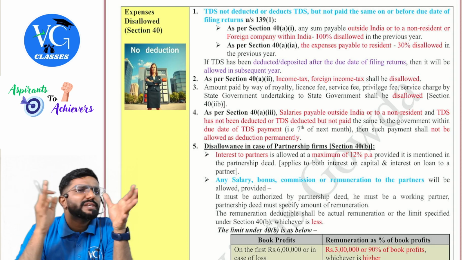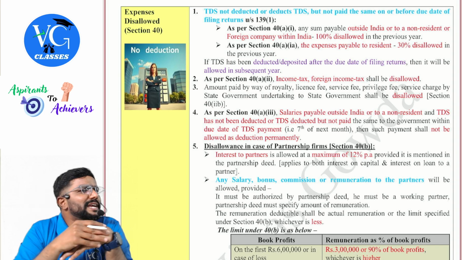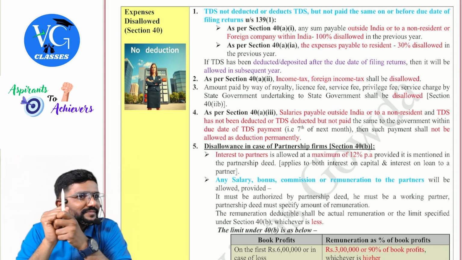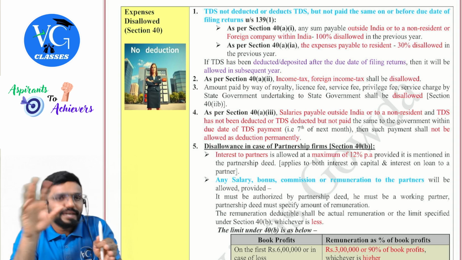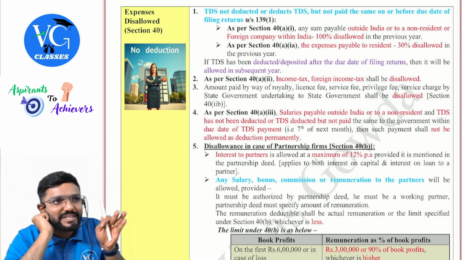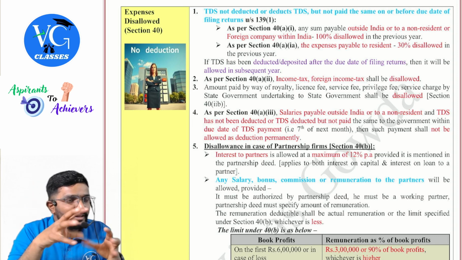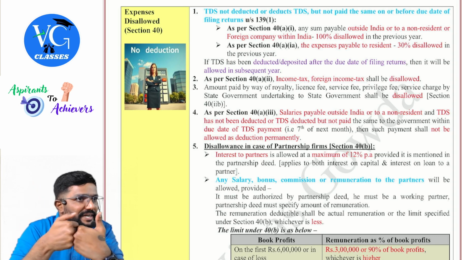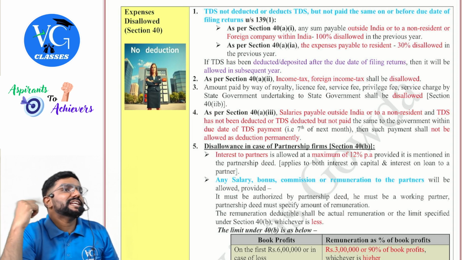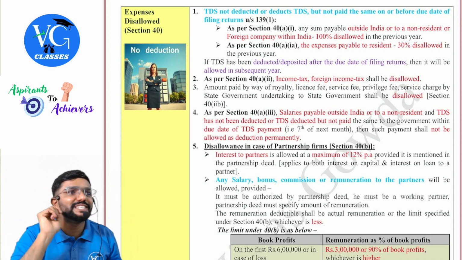Now, sir, TDS was not deducted or deducted but not remitted within the due date. You disallowed me the expenditure in the current year. Assume next year within the due date I deposited it. What I was supposed to do this year within the due date, I did it after the due date. Will you allow me back? Yes, whatever was disallowed in the current year will be allowed in the next year. Later you complied with TDS provisions. They're telling we will allow it in the next year. What they will allow, whatever is disallowed.